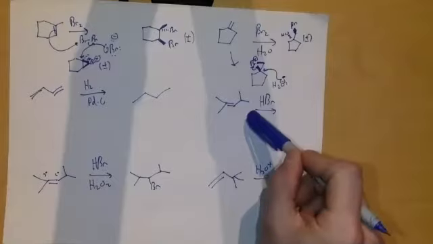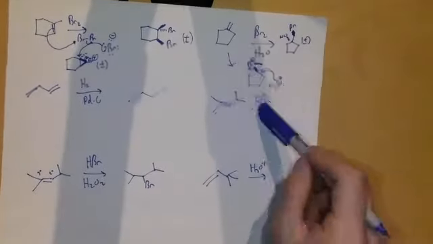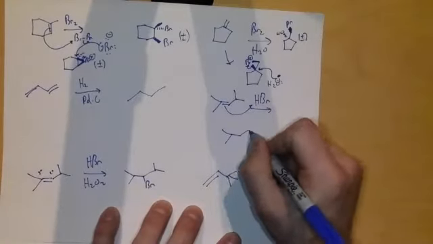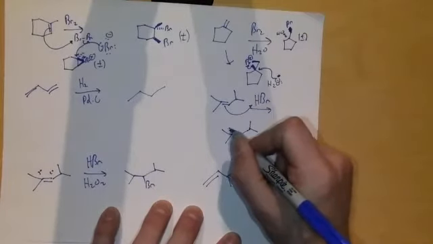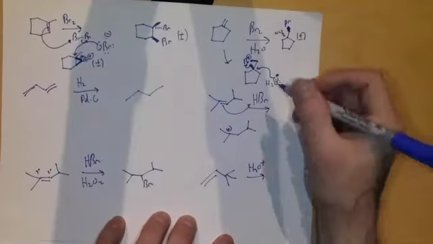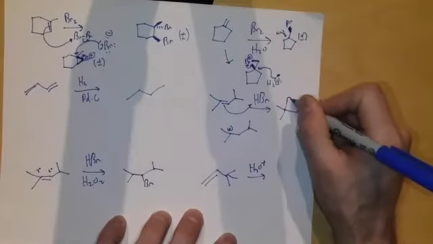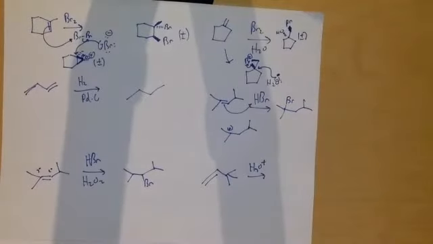This is kind of the opposite of this problem here. So we'd pick up a proton, generate the carbocation on our tertiary position. Br can then come in and brominate.